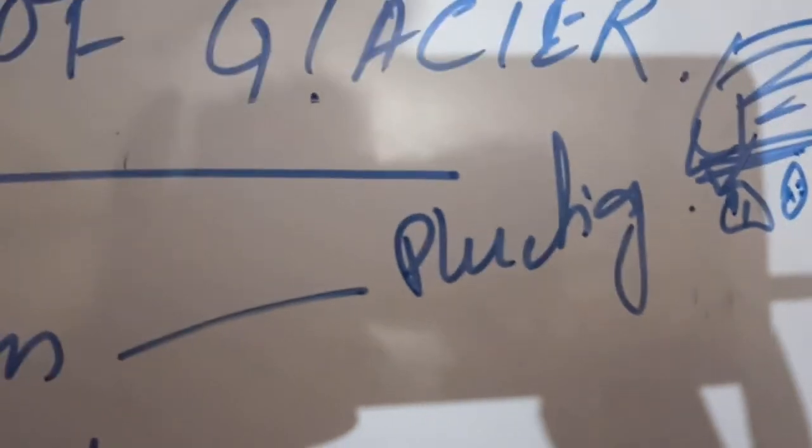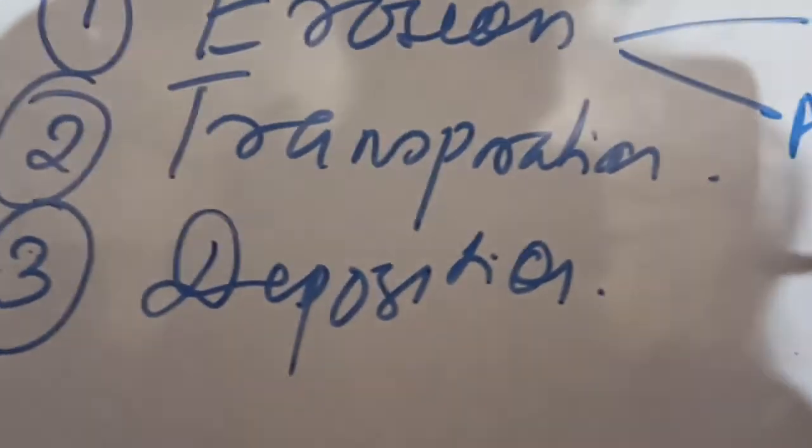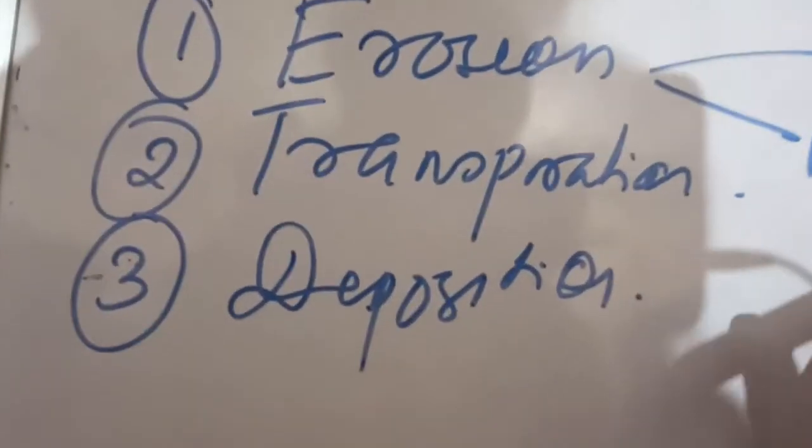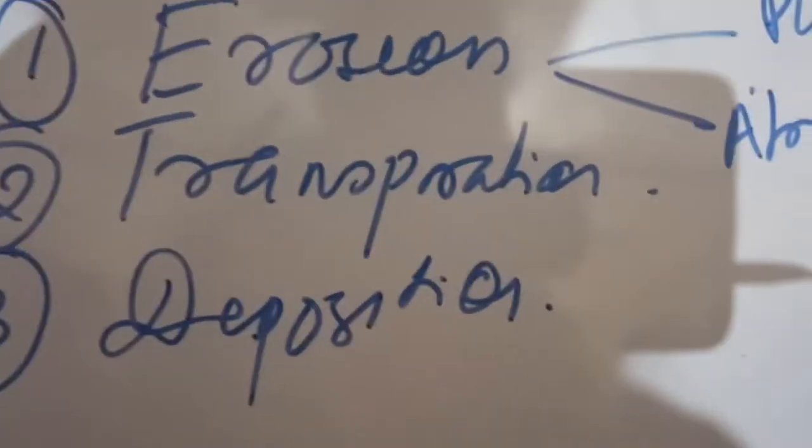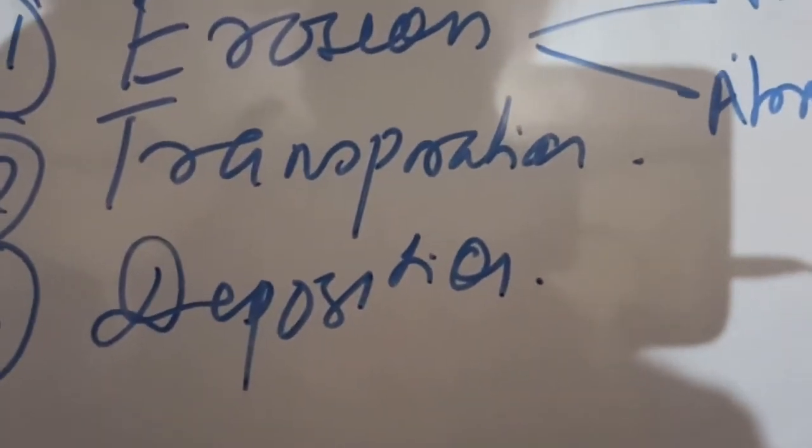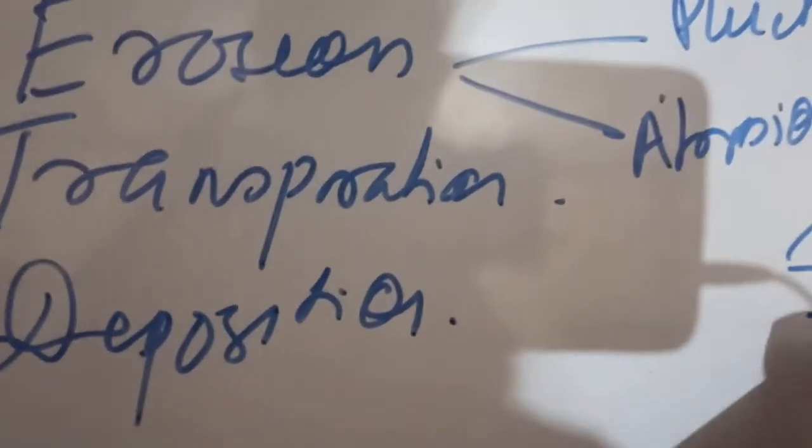Okay, the next process of erosion is abrasion. So what is abrasion? Abrasion means the wearing down of the rocks that lie beneath the glacier. If a rock is lying beneath the glacier, by the process of abrasion the glacier is going to wear down this piece of rock.